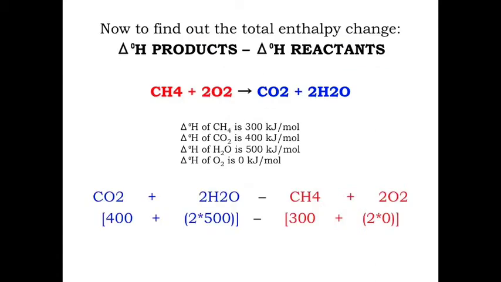Now to find the total enthalpy change, we're going to need to take the delta H of the products and subtract it by the delta H of the reactants. Here, the products are blue and the reactants are red.